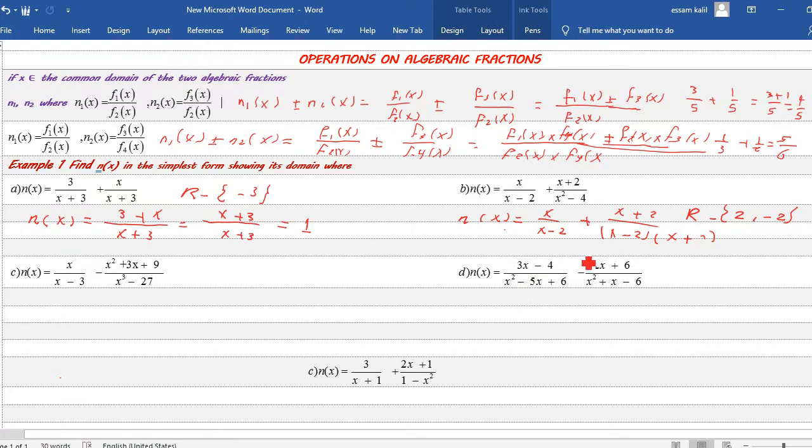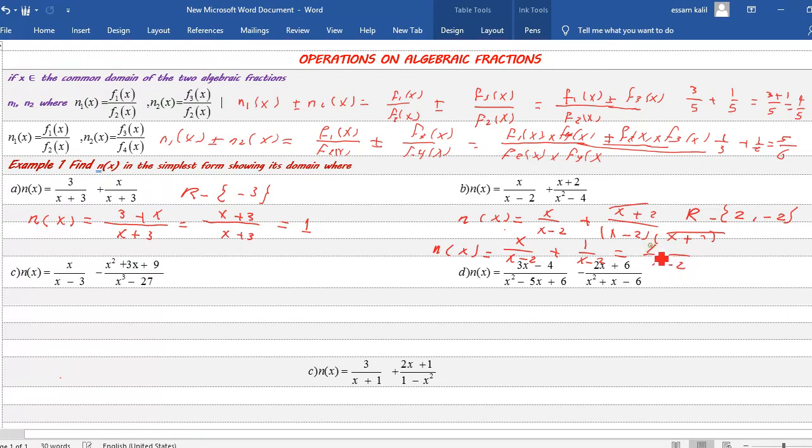Make the simplest form, so cancel x plus 2 with x plus 2, so it becomes n of x equal x over x minus 2 plus 1 over x minus 2. What is the common denominator between them? The common denominator is x minus 2.